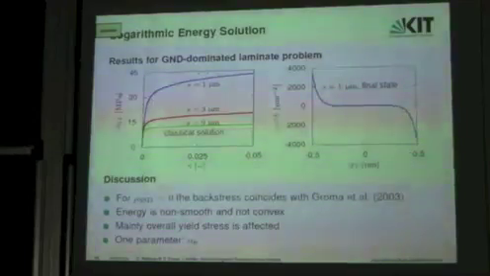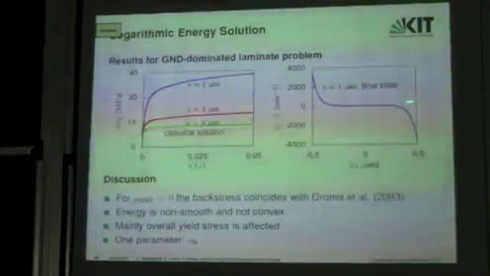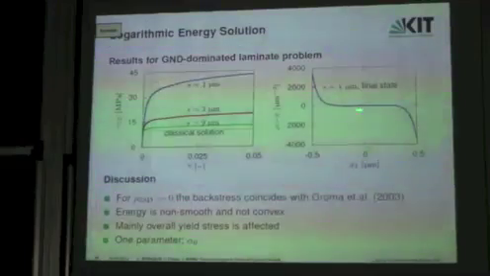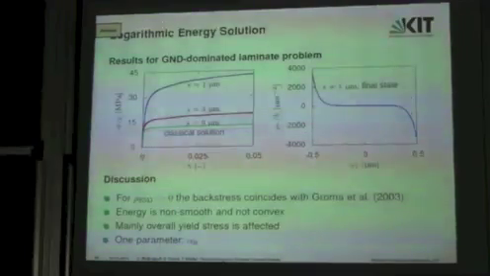decreasing size, mainly the yield stress increases, but there's also a small effect on the hardening, and the dislocation pileups are given here in terms of the dislocation density. They take a more or less typical form, I would say, for gradient plasticity simulation.